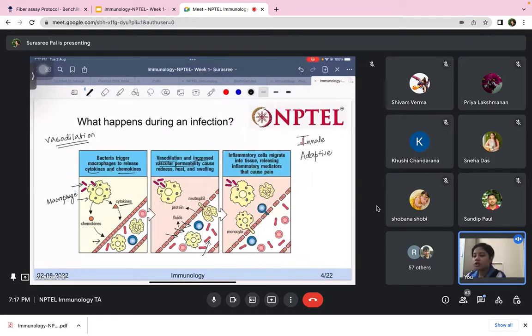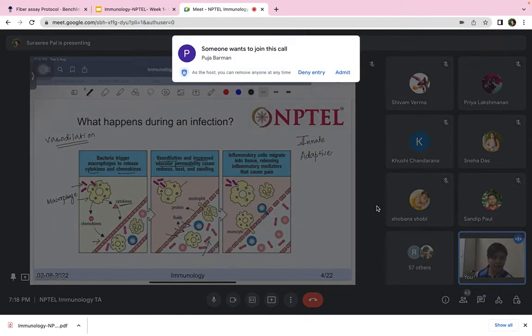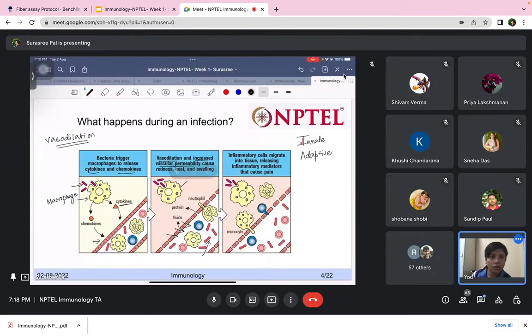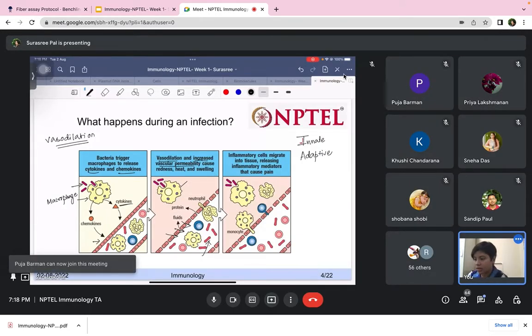And because of this, the immune cells which were circulating in blood so far can come to the site of infection. So this macrophage is producing these chemokines and cytokines which are calling in more and more immune cells to the site of infection, right? And this neutrophil, as you can see, is trying to cross the blood vessel and come to the tissues. And because of this, it causes inflammation.